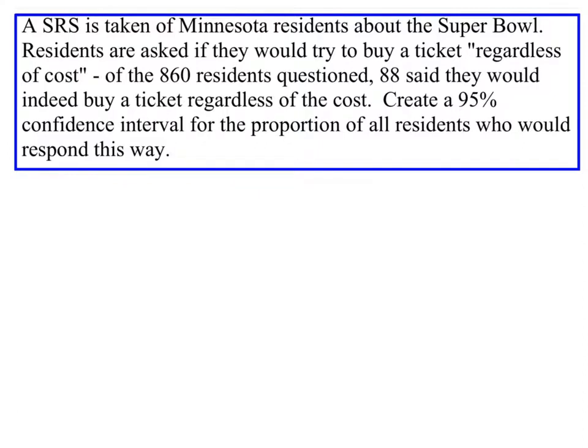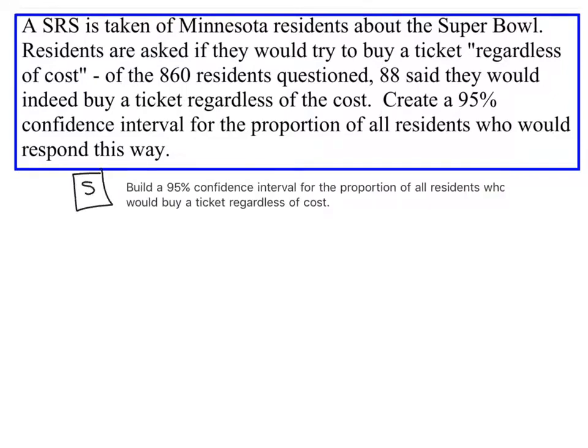A simple random sample is taken of Minnesota residents about the Super Bowl. Residents are asked if they would try to buy a ticket regardless of cost. Of the 860 residents questioned, 88 said they would indeed buy a ticket regardless of cost. Create a 95% confidence interval for the proportion of all residents. So this is a proportion problem. Okay, so a little bit different process, but first thing we do is still state. Okay, so I put this in.